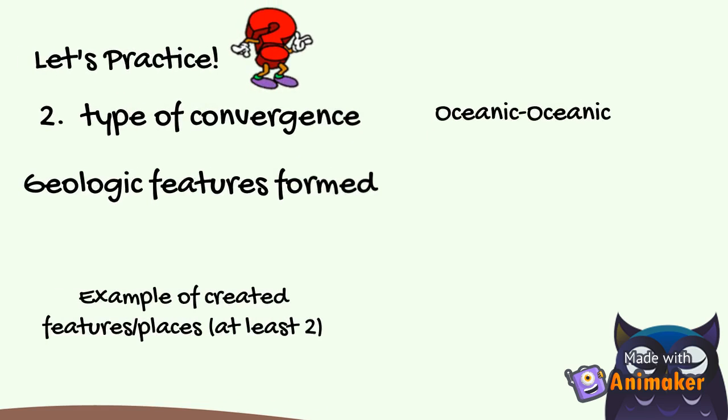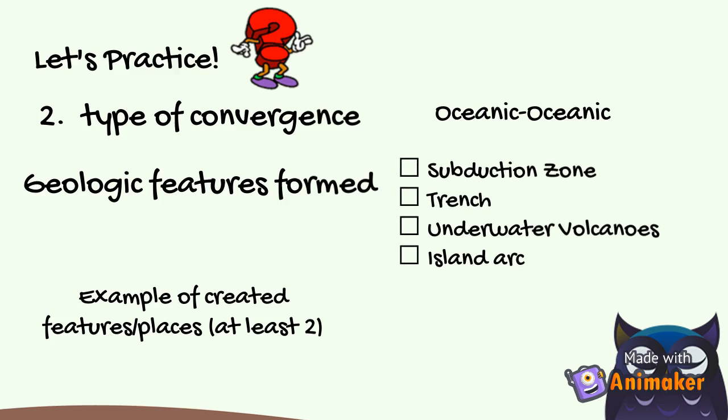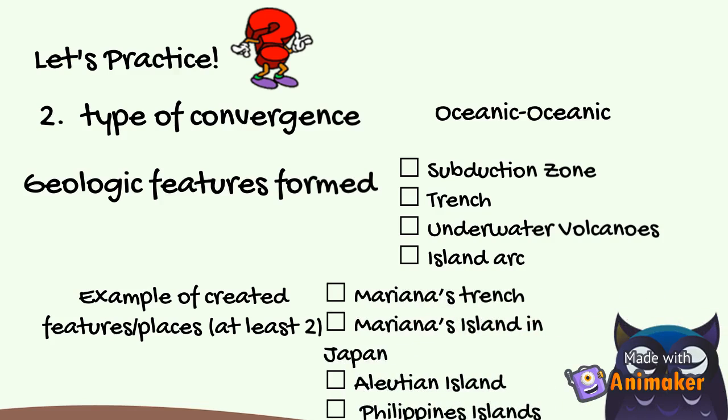Number 2. What geologic features are formed by oceanic-oceanic convergence? The correct answers are subduction zone, trench, underwater volcanoes, and island arc. What about their examples? It could be Marianas Trench, Marianas Island in Japan, Aleutian Island, and Philippine Islands.